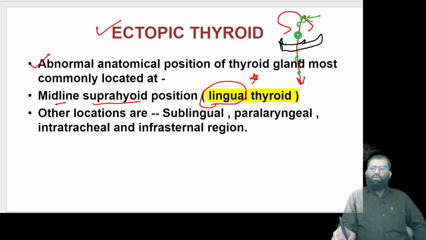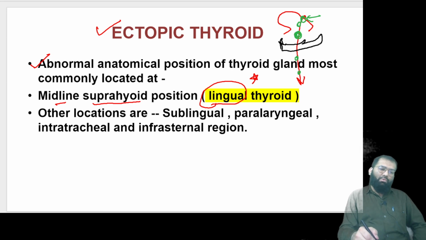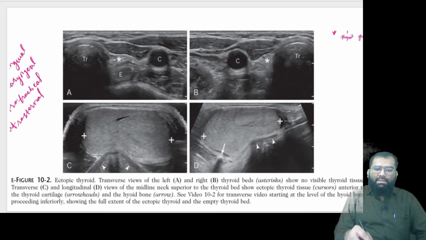Then you can have it sublingual or in the region of the larynx, which is called paralaryngeal. Sometimes you can have intratracheal or infrasternal ectopic thyroids also. Okay, so that is one important finding. And remember that even in ectopic thyroid, it can suffer from all those pathologies which occur in normal thyroid, like colloid nodule or enlargement, thyroiditis. Sometimes a patient can present with a tongue swelling, and that is an ectopic thyroid on the posterior aspect of the tongue.